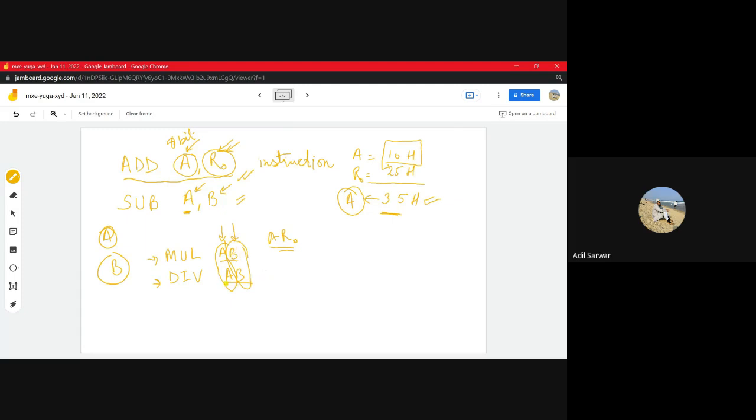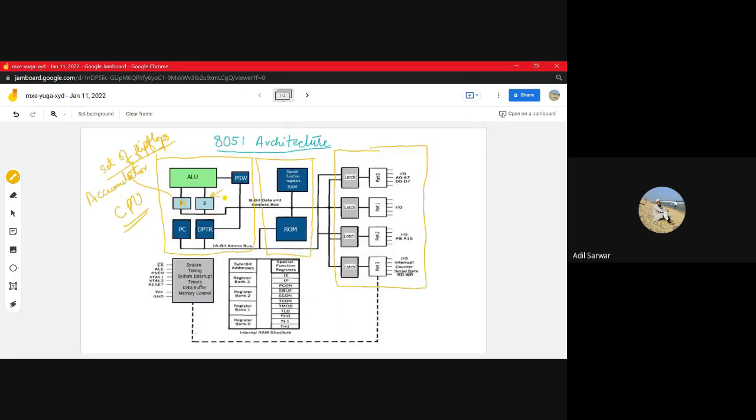And similarly, in division operation, after the division is performed, the quotient of this division is stored in A, and the remainder is stored in B. Okay, so this was just something about the registers A and B.